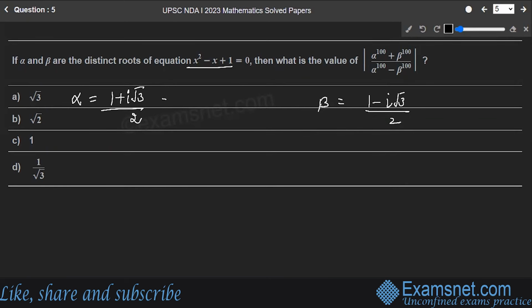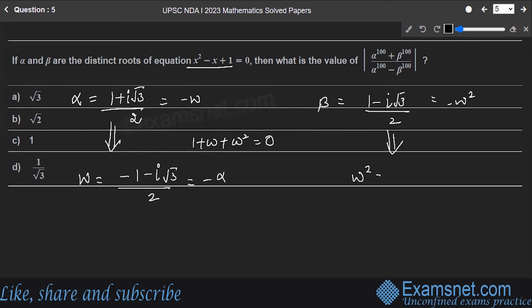Right. Actually, this is equal to minus omega, and this is equal to minus omega square. Right. And also one thing, that 1 plus omega plus omega square is equal to 0. Let's get back to this one. So here omega can be written as minus 1 minus iota root 3 upon 2, that is equal to minus alpha, and omega square can be written as minus 1 plus iota root 3 upon 2, which is equal to minus beta.